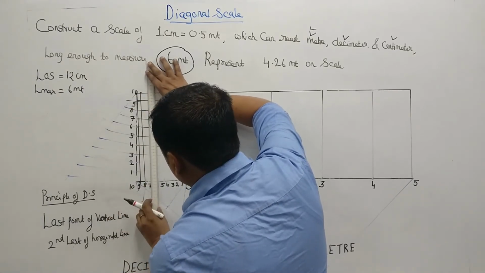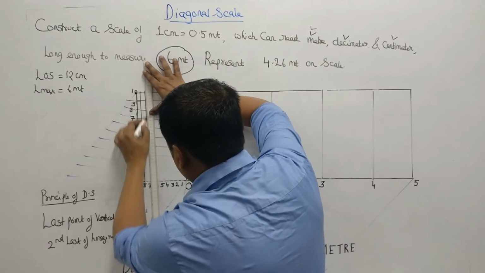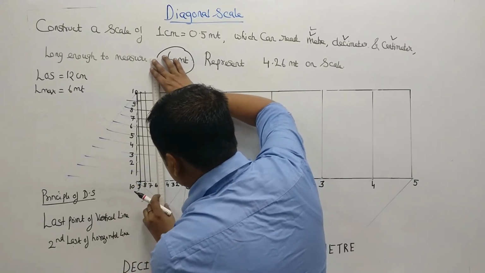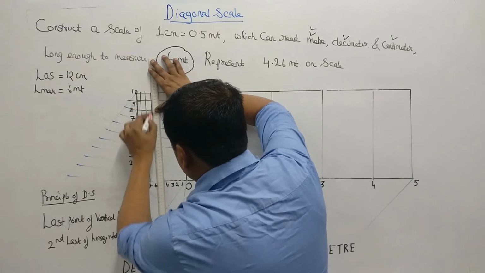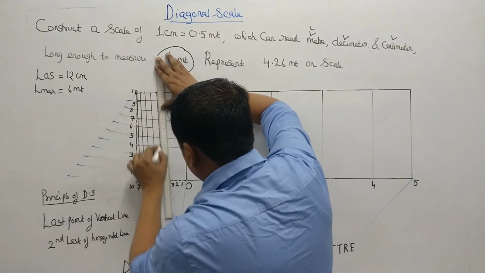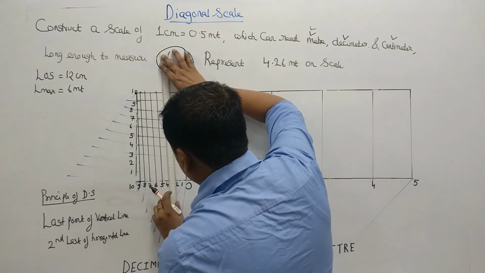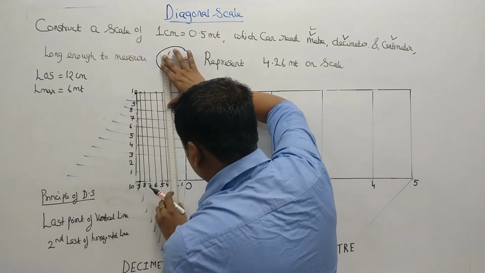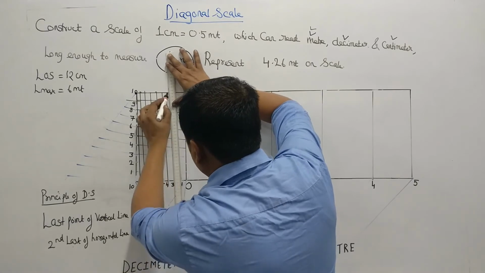Draw parallel lines. Similarly from the 7, draw parallel. Similarly from the 6, draw parallel. From 5, draw parallel. From 4, parallel. All these lines are parallel to each other.